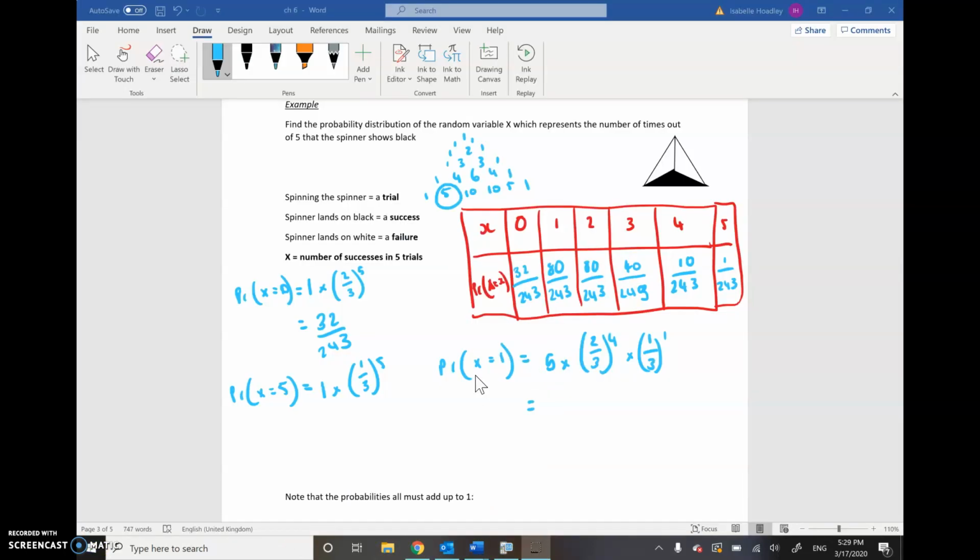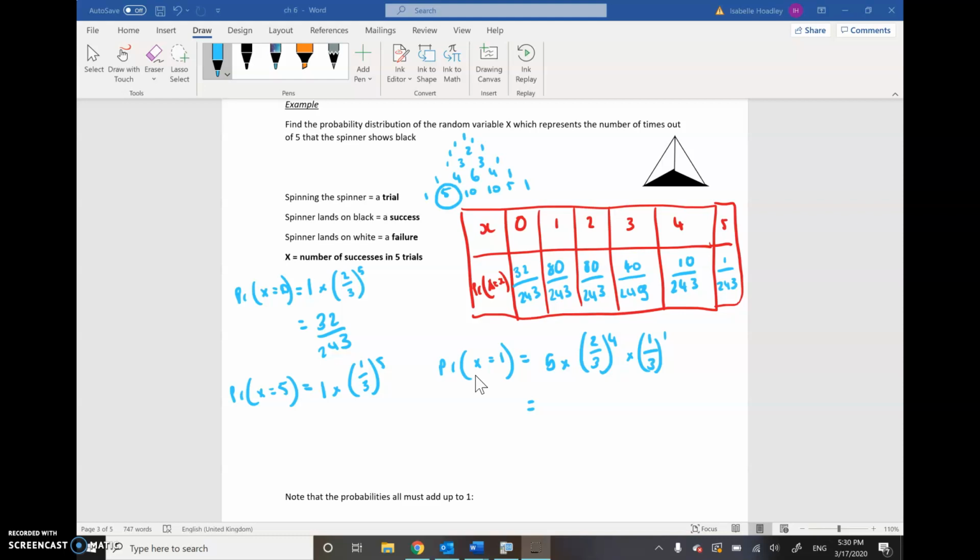So hopefully what you should end up with is 32 out of 243, 80 out of 243, another lot of 80 out of 243, 40 out of 243, 10, and then 1. And again, same thing as what we were saying before, all these probabilities should add up to 1. So if you've done it correctly and they all add up to 1, then you're probably on the right track. So you've got 80 is 160, 40, 200, 10, 32, that's 242, 243 if you add on the 1.